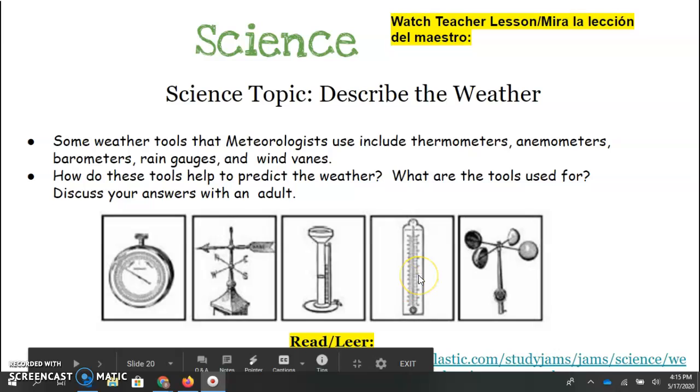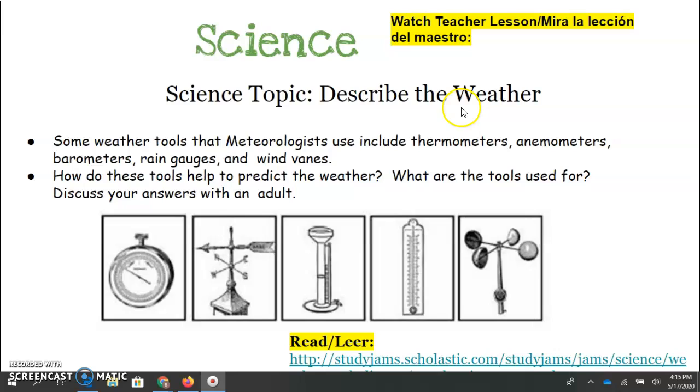If you are watching this, you did not participate in the live lesson for teaching the science topic today of describing the weather. So we're going to go over this. Some weather tools that meteorologists use include thermometers, anemometers, barometers, rain gauges, and wind vanes. So we're going to think about how these tools help to predict the weather. What are the tools used for? Discuss your answers with an adult.